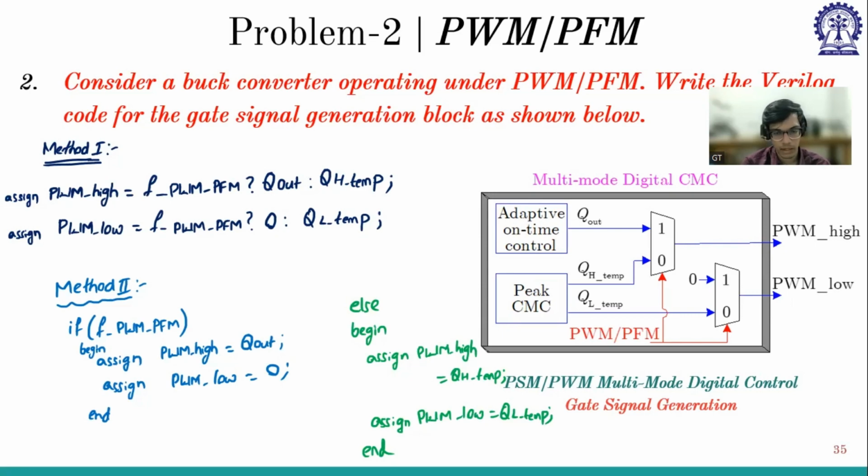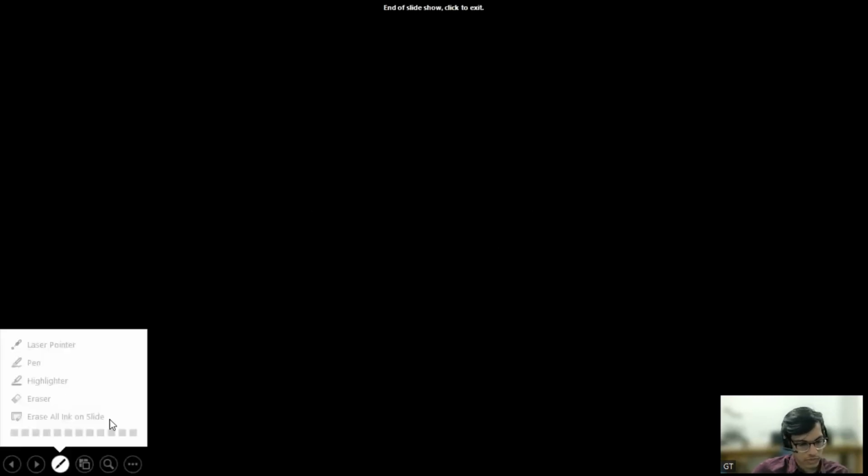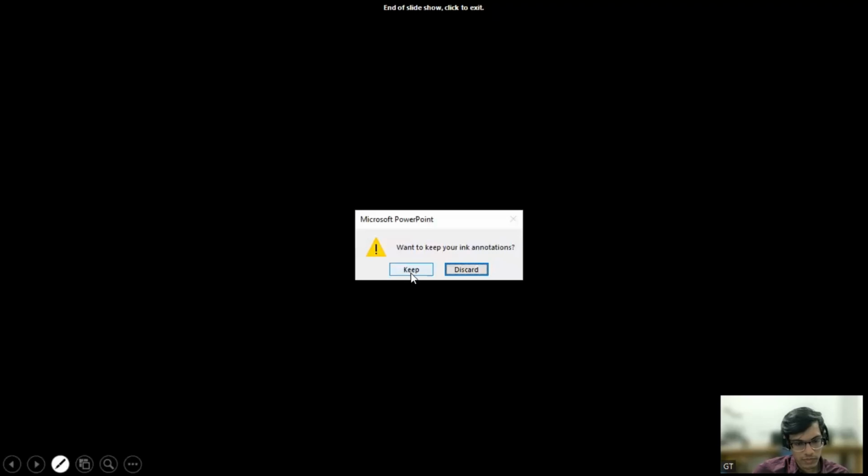Okay. So just let me summarize before we go into the doubt Banerjee has asked. Let me just quickly summarize. So today's session is about multimode. Okay, let it load. I think it will take some time to come out.